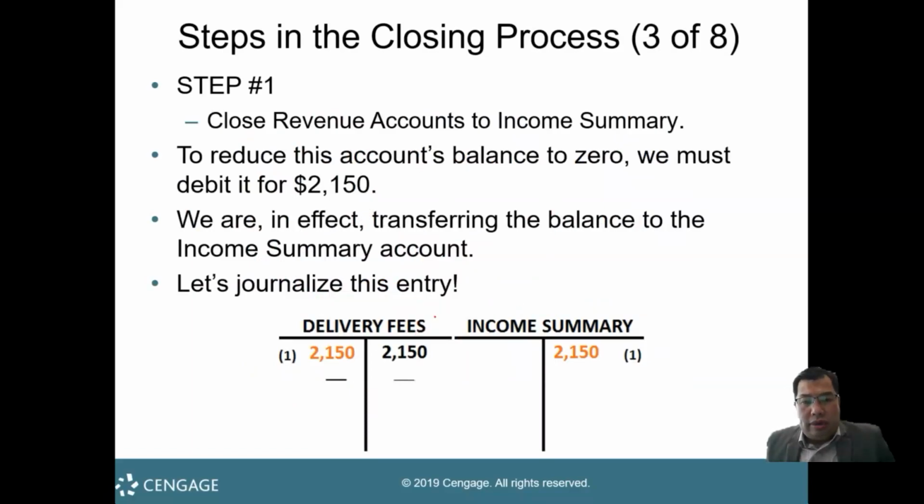So this is our delivery fees account. This is the process here. This is the original value. So to reduce this balance to zero, we must debit the delivery fees account for 2,150. I repeat, this is the original balance. So to close this account, I should debit the account. So 2,150 credit; when I debit 2,150, the balance will be 0.